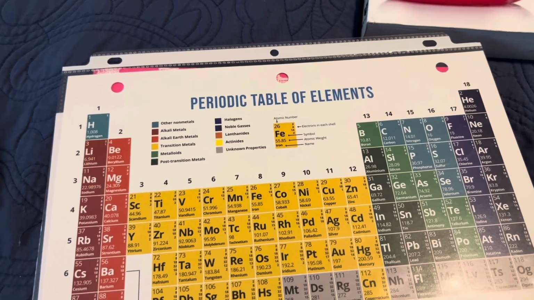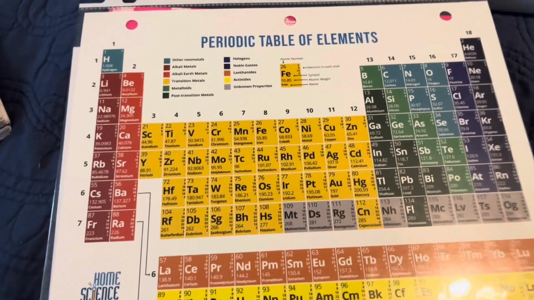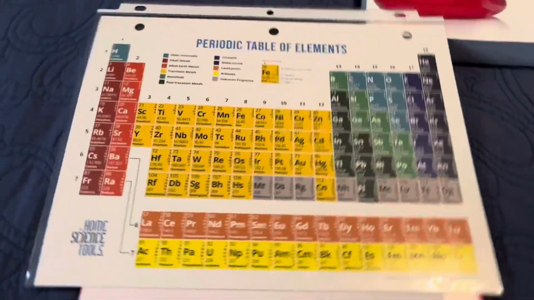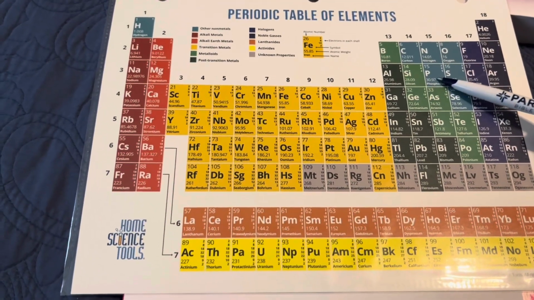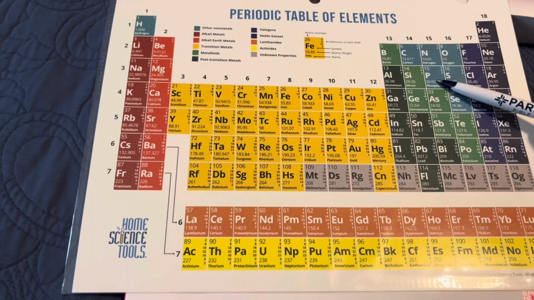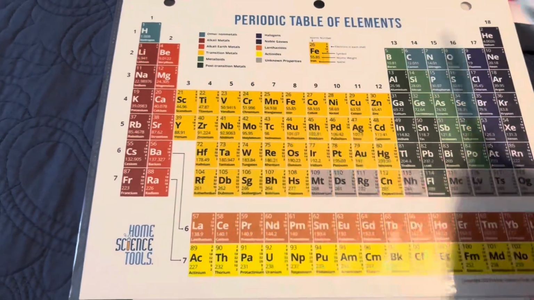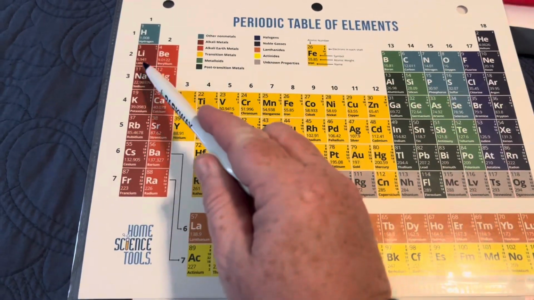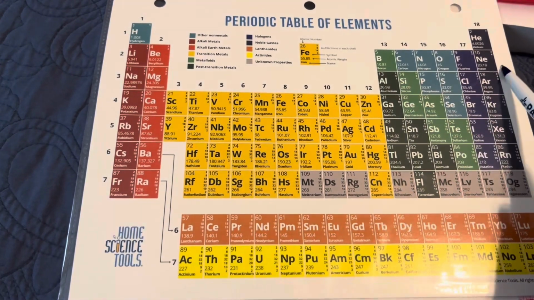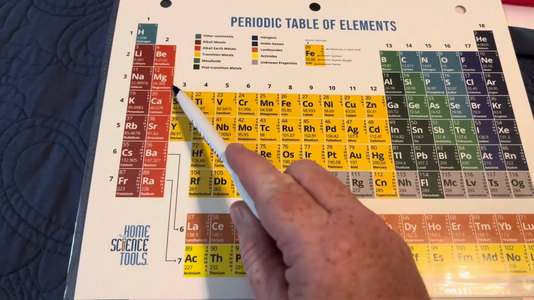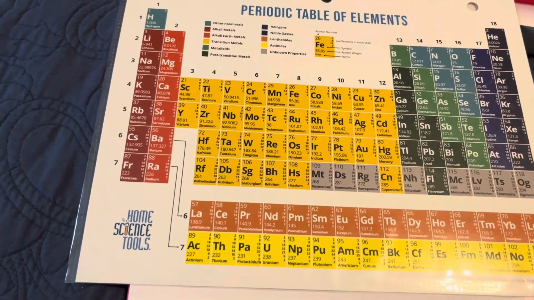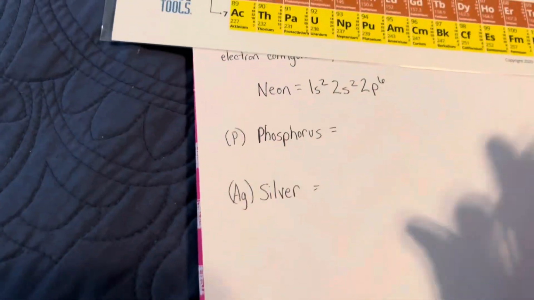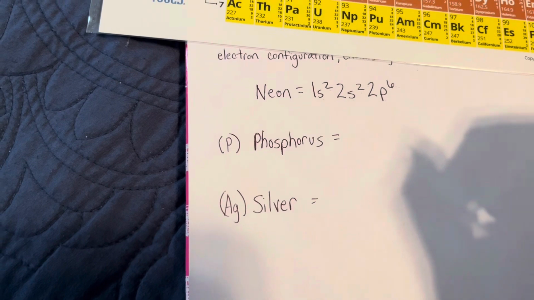Okay? So let's do another example to make sure you understand. Now we're going to do the electron configuration for phosphorus. What you're going to get for phosphorus is 1s2, 2s2, 2p6, 3s2, and then it's going to be 3p3. And that's going to be your electron configuration. So it would look like this.